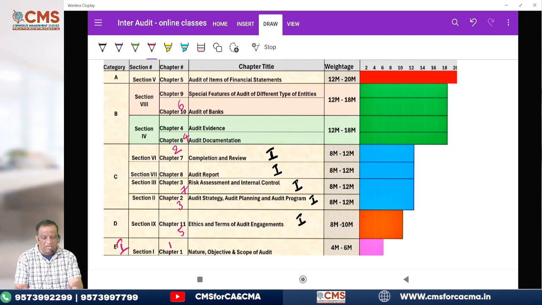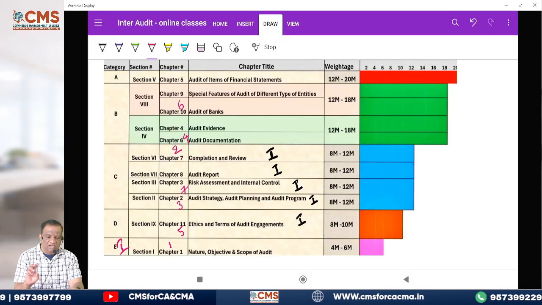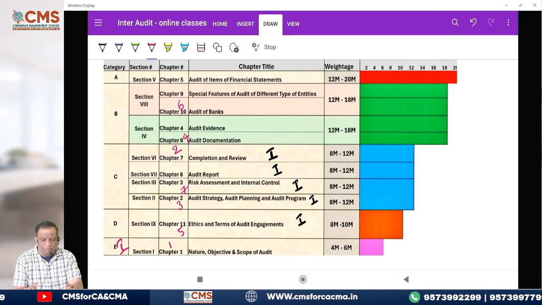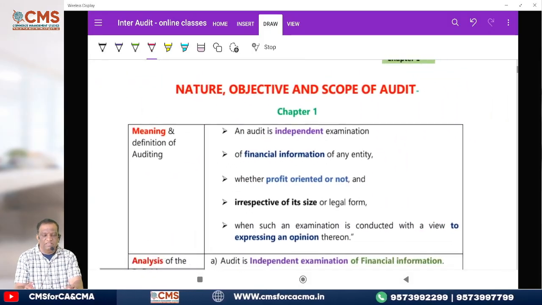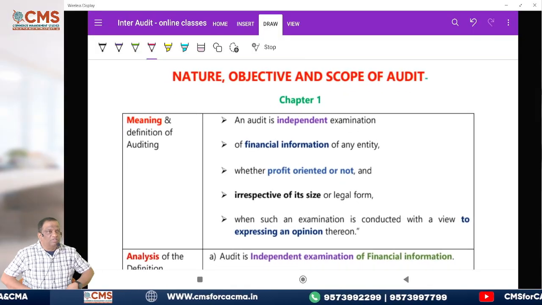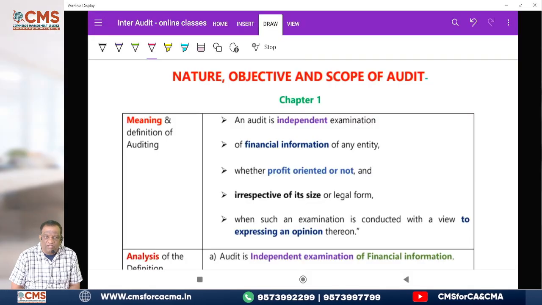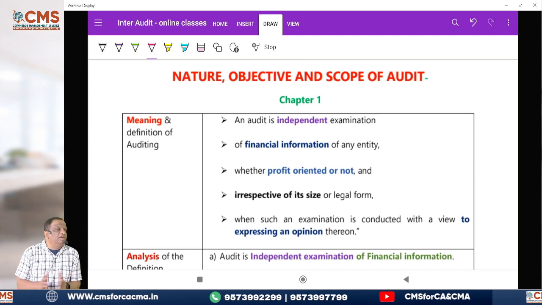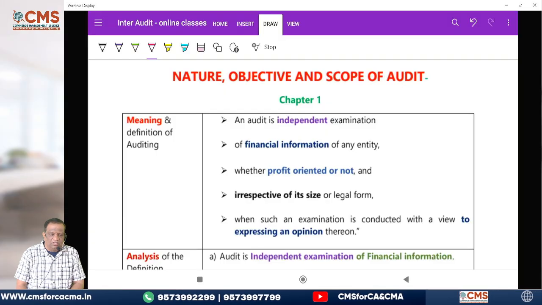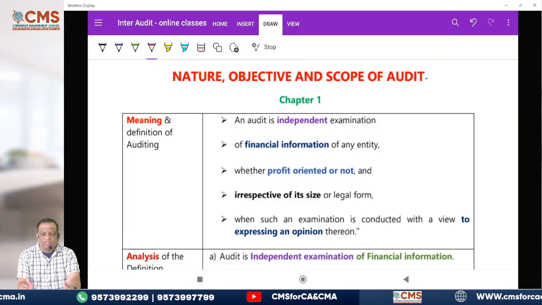The remaining ones are a little lengthy, but still they are also to be covered. We will cover them. But as I said, from the ease in completion point of view, let us target in this mode. So to begin with chapter 1, which is about nature, objective and scope of audit. Very limited chapter. Earlier at least chapter 1 was a bit lengthy, but now they've condensed it. Whatever was there in the earlier chapter 1 content, they've now broken and divided into 2 pieces. One is chapter 1 and the second one is chapter 11, with a little bit of additional content in it. So let's start with nature, objective and scope of audit.